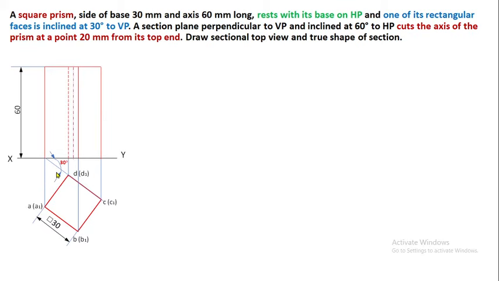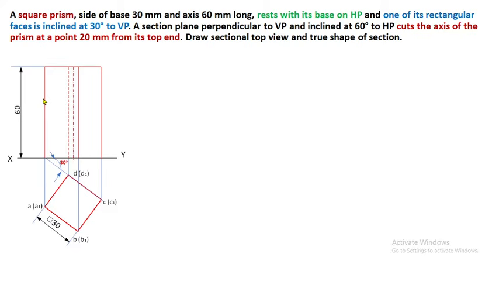Here the axis also has to be completed because all the corners are offset from the axis. For that, take the midpoint of AB, which is 15 mm. Take the midpoint of the other side CD, and join these two midpoints. Likewise, take the midpoints of BC and CD; both will meet at one point. From that you can extend a projector to fix the axis.